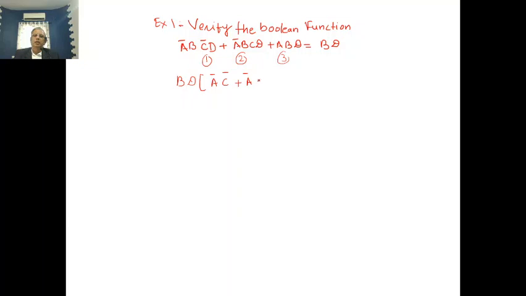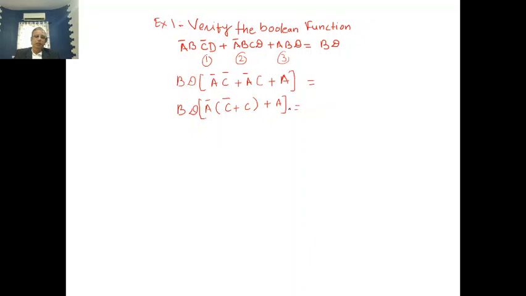for the second term, this is A bar C, and for the third term this is A. Now we will verify whether this is BD or not. Then BD, take A bar common. If we take A bar common, we are getting C bar plus C, plus A.